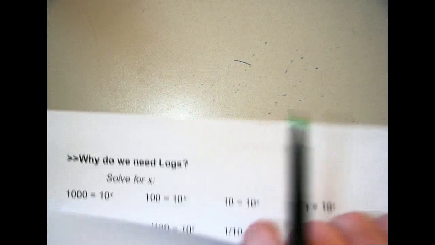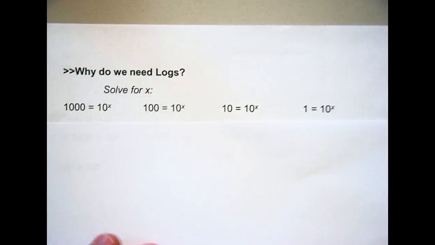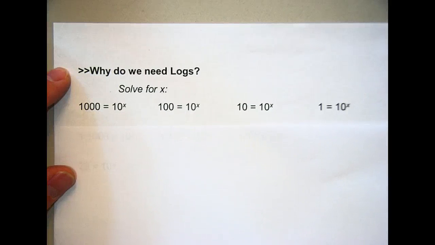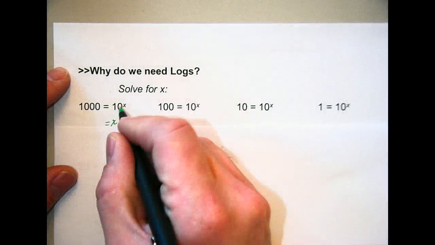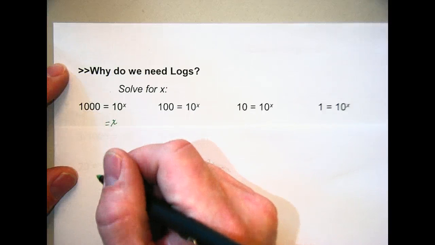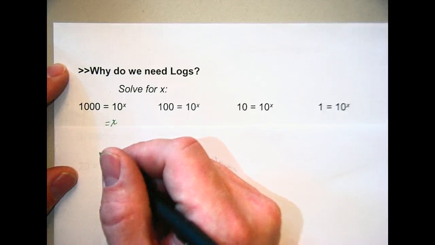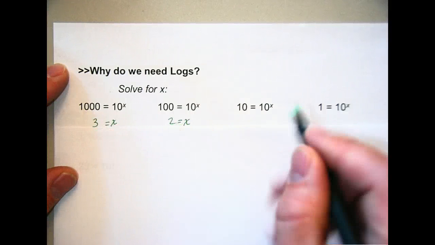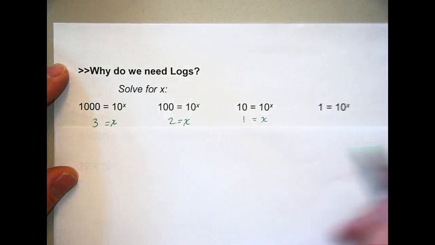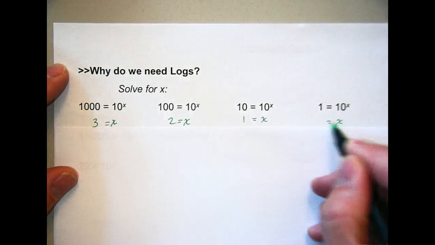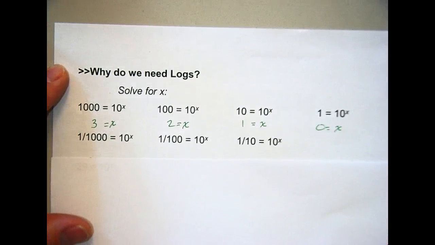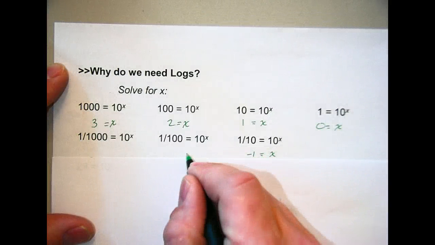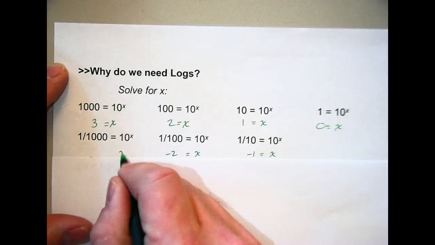Well, if you're trying to solve for x, go ahead and tell your neighbors, what is x here? 10 to what power is 1,000? 3. 10 to what power is 100? 2. 10 to what power is 10? 1. 10 to what power is 1? 0. Okay, we're following that pattern. 10 to what power is 1/10? Negative 1. Here? Negative 2. And here? Negative 3. Okay.